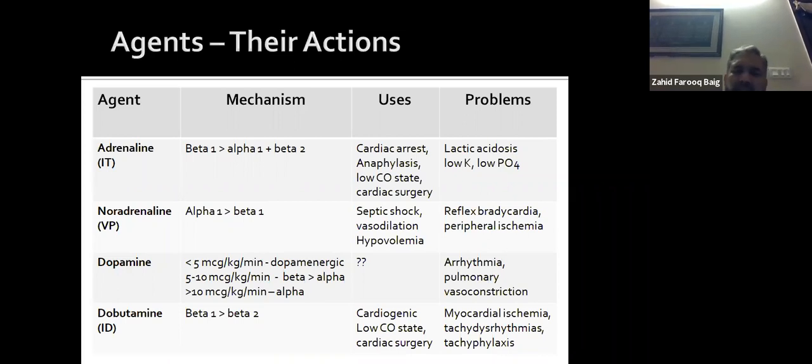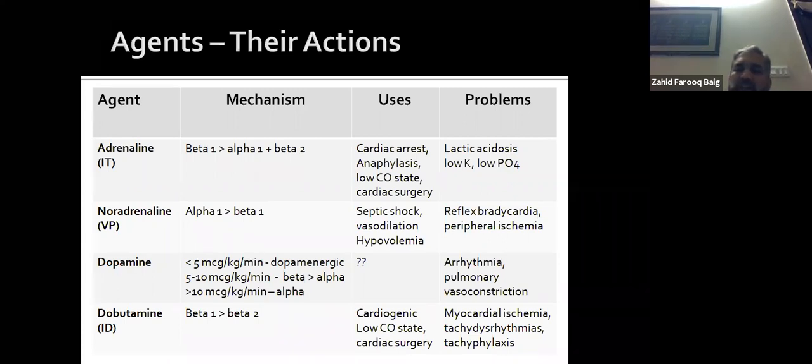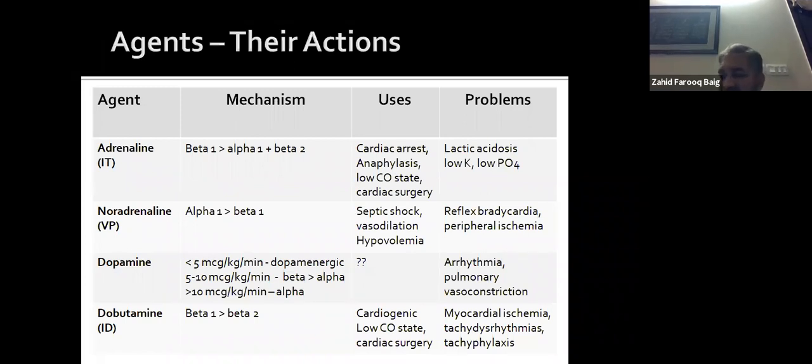Now, after that, dobutamine is an inodilator. It acts mainly on beta-1 receptors. Beta-1 receptors are present in the heart, which increase inotropy and chronotropy, and beta-2 receptors lead to vasodilatation. Its main use is in cardiogenic shock and low cardiac output states. It is also used as early goal-directed therapy in cardiac surgery.